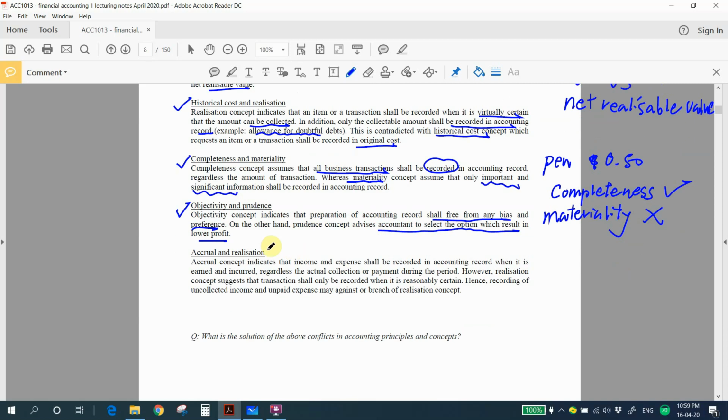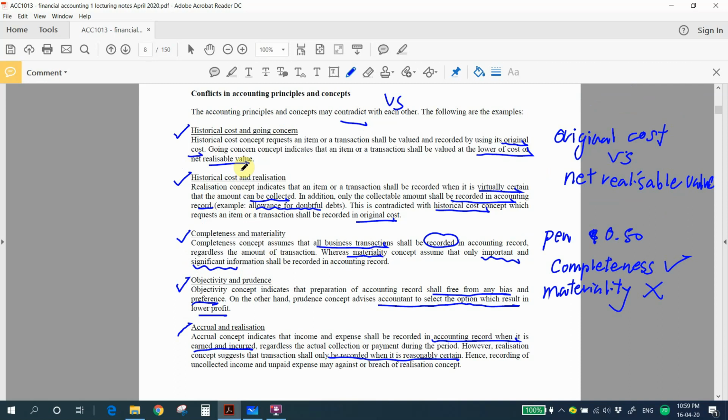And last one, accrual and realization. The accrual concept indicates that income and expenses shall be recorded in accounting when they are earned and incurred. I think we have discussed it before, right? No matter whether you paid or not, as long as you incur the expenses or you earn the money, you shall record it in the account. However, realization suggests that you only record the transaction when it is virtually certain. It means that when you can confirm receipt or when you can confirm payment, then you record it in the account. So these two are contradicting each other again.